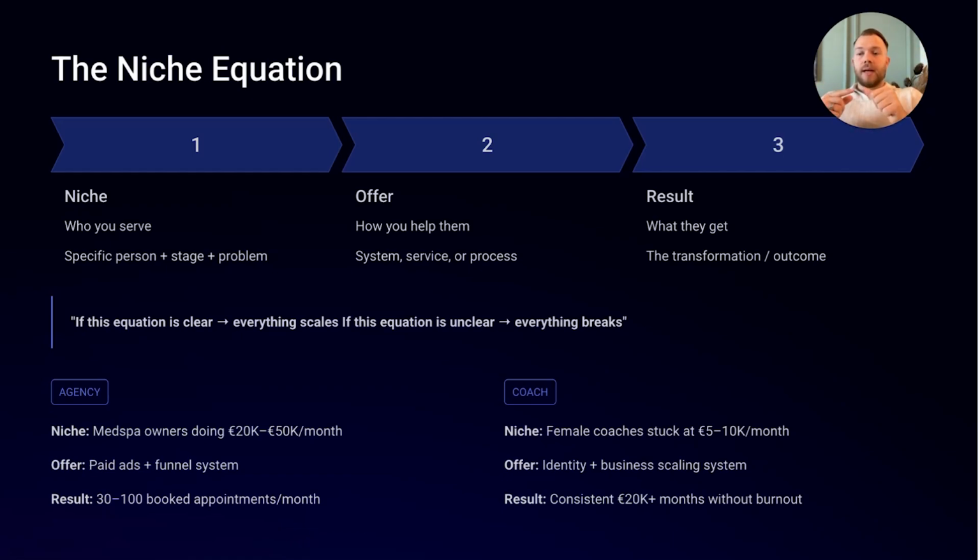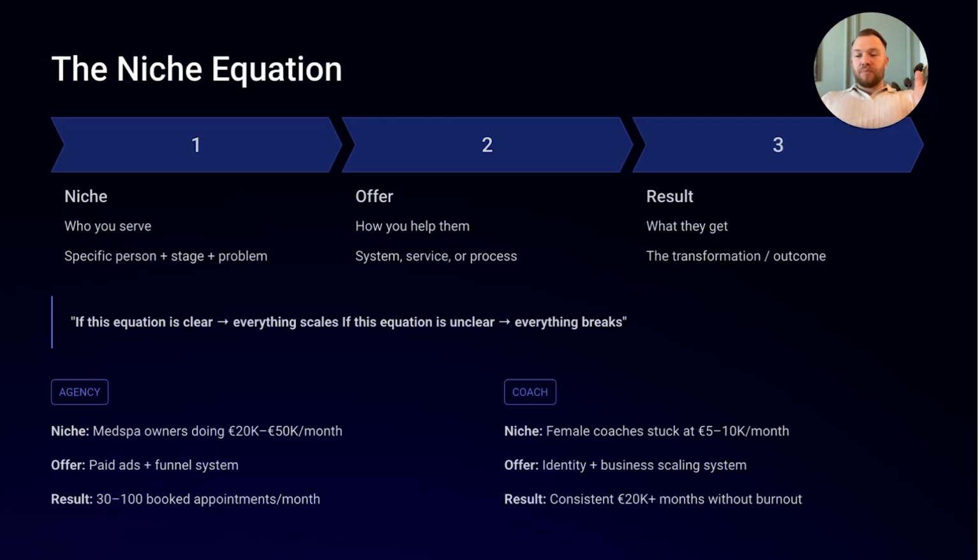So here's the thing. If your niche is clear, so who you serve, the specific person, stage, and problem, and you multiply that by the offer, aka how you help them, your system, your service, your process, your program, then it will equal the result they get. So what they get, the transformation or the outcome. If this equation is clear, so niche times offer is result, everything scales. If this equation is unclear, everything breaks.